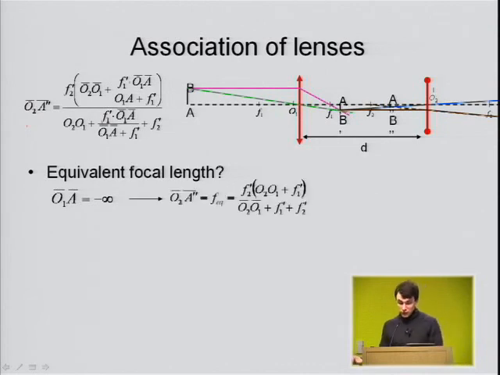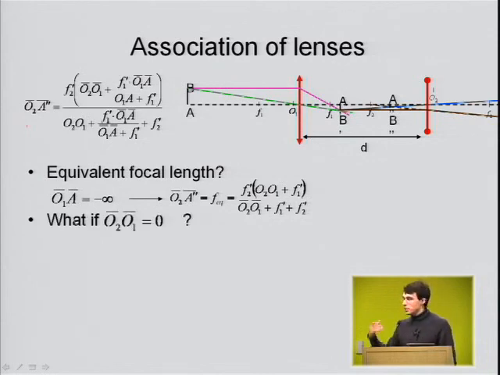So I come up with this expression where O2A'' bar, which is what I've defined as my equivalent focal length, depends hopefully upon the focal length of my two optical components, as well as the distance O2O1 bar between my two optical components. So let's keep going and play a little bit with this expression. What's happening if now O2O1 bar is equal to 0?